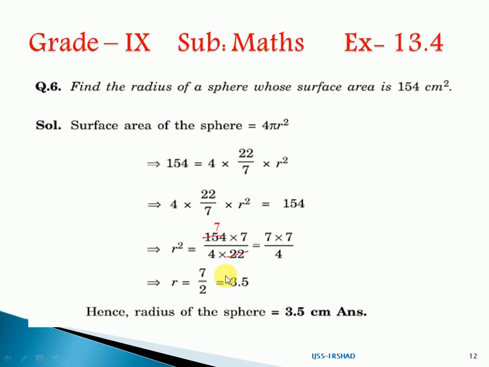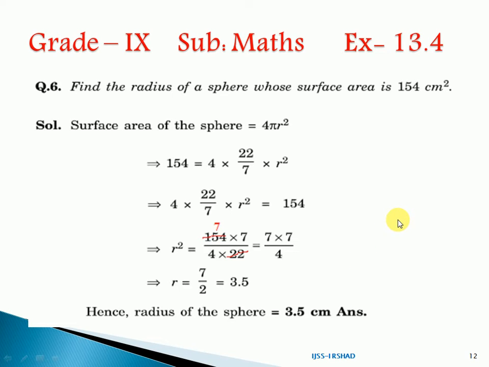Now we want r, so I have to put under root. When we move this square from here, root will come that side. So the square root of this 49 by 4: 7 into 7 is 49, so the square root of 49 is 7, and for 4 it will be 2. Now r is 7 by 2. You can divide 7 by 2, you will get 3.5. So this is 3.5, and the unit will be centimeter. Here you can write centimeter. So the radius of the sphere is equal to 3.5 centimeter.